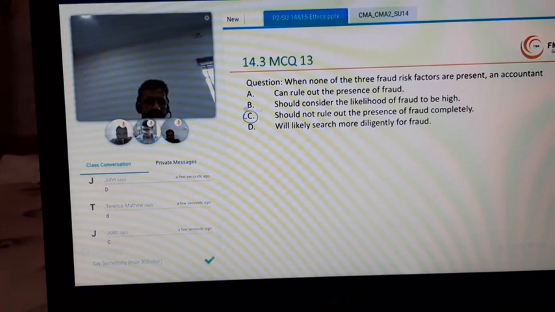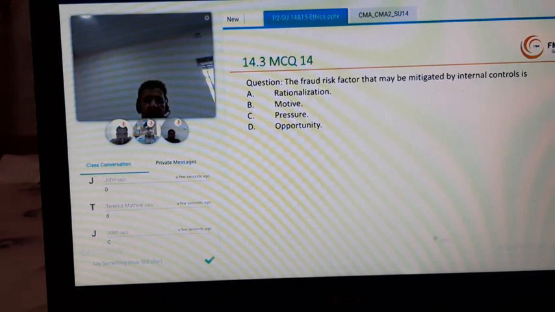Then, next. Is it clear for everybody? Terence, is it clear for you? Yeah, next. The fraud risk factor that may be mitigated by internal controls is, this is a straightforward question. There is no two thoughts about that, right? Give your answer. D. Correct.